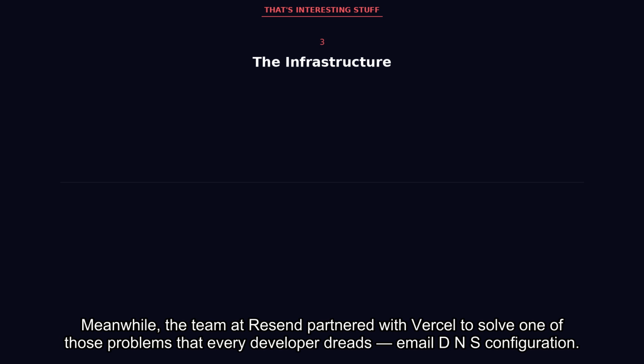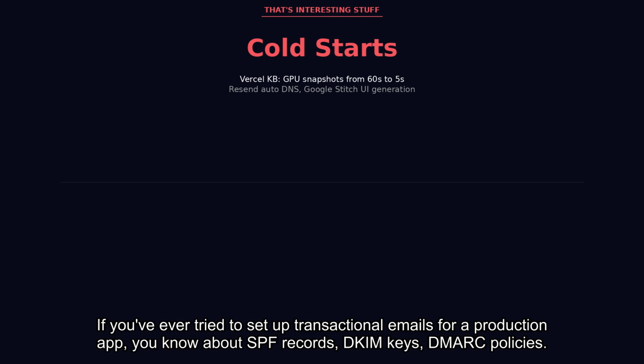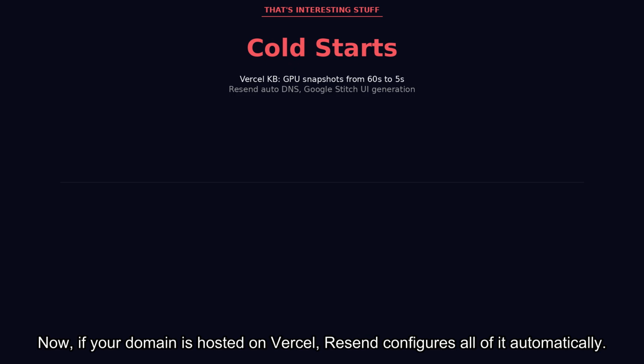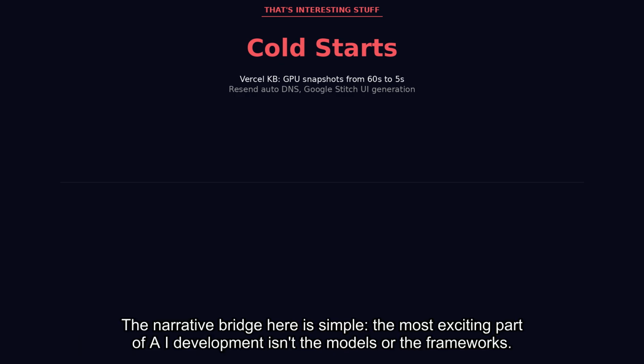Meanwhile, the team at Resend partnered with Vercel to solve one of those problems that every developer dreads: email DNS configuration. If you've ever tried to set up transactional emails for a production app, you know about SPF records, DKIM keys, DMARC policies. It's a whole thing. Now, if your domain is hosted on Vercel, Resend configures all of it automatically. One click. Done. The narrative bridge here is simple.